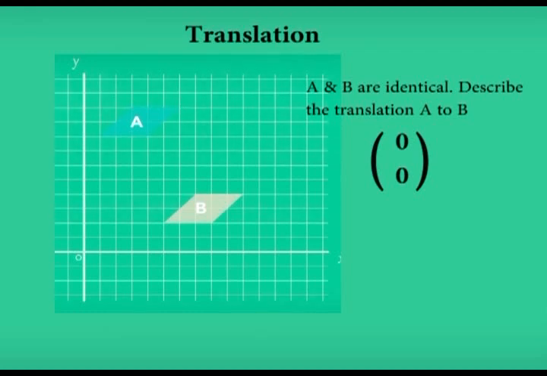Recall that right is positive and left is negative. Then up is positive and down is negative. In this case, on the x-axis, we move plus 4 places. And along the y-axis, we move minus 6 places. The translation vector will be (4, -6).